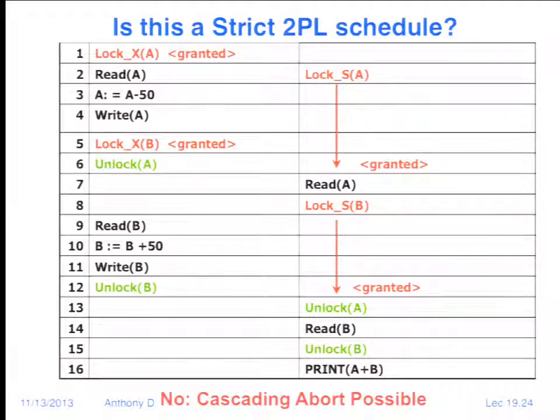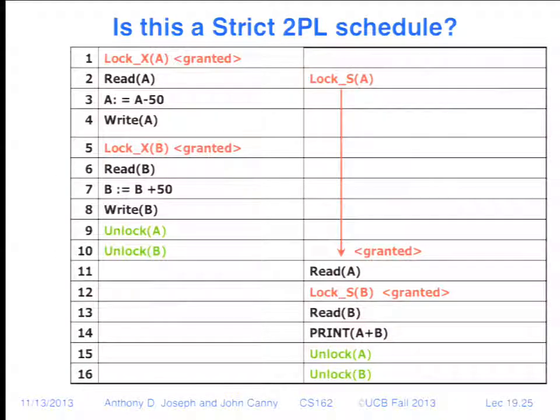Now, by contrast, suppose that we add strict two-phase locking. So now we didn't release A early. We held on to it right to the end. And notice that that forced the beginning of T2 to be a lot later. In fact, it basically serialized the transactions. So now, if there's an abort somewhere in here, we don't have to unroll T2 because it actually hasn't started yet.